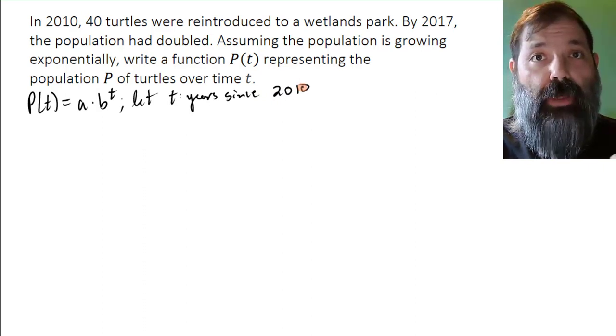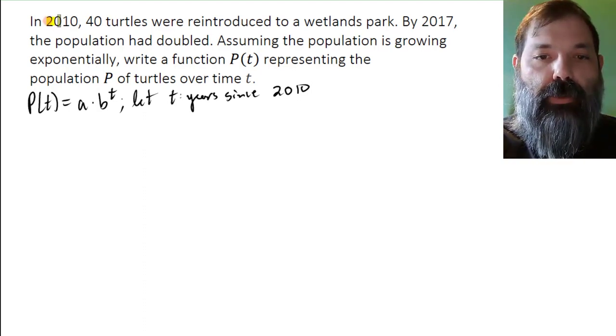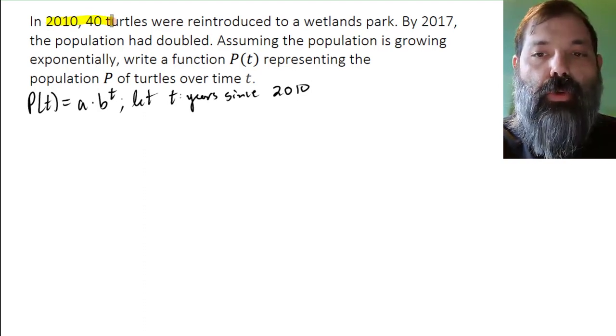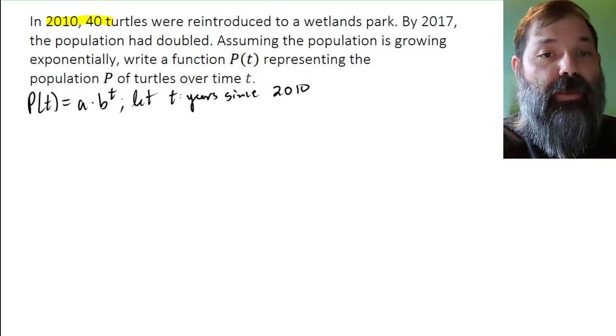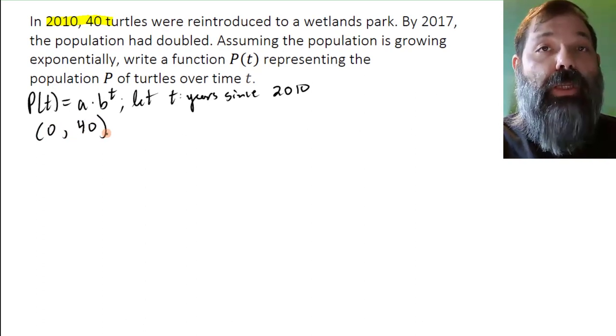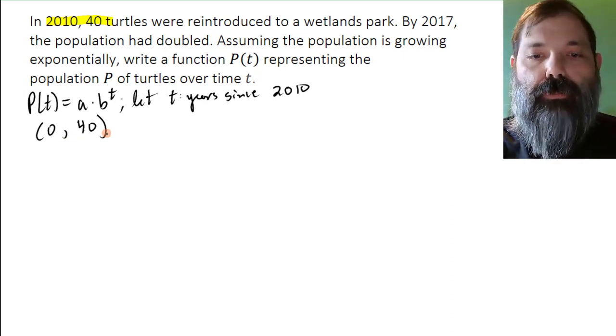And that's a good choice to make because now we can easily write two ordered pairs, and one of them is going to work out nicely for us. We're told that in 2010, 40 turtles were reintroduced to the park. So that means that we have the data point t equals 0, p equals 40. Since t is the years since 2010, then that's 0 years.